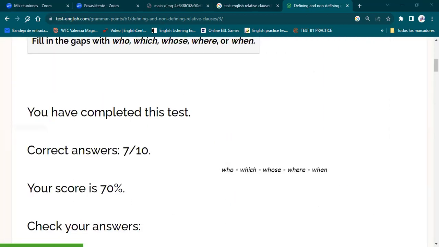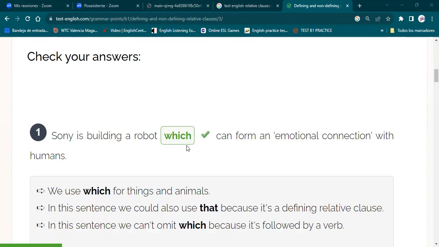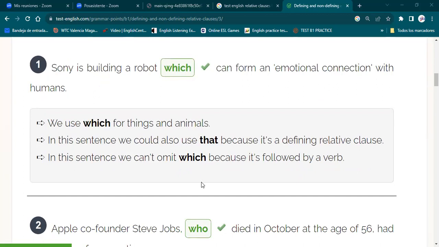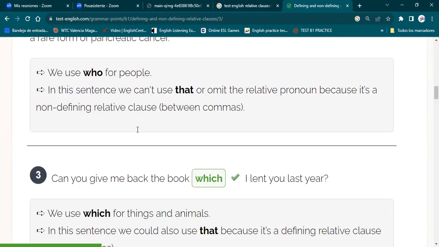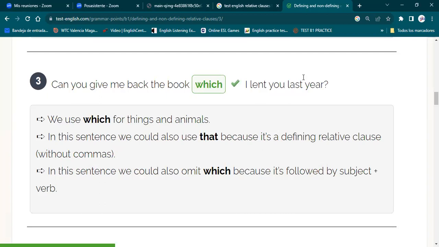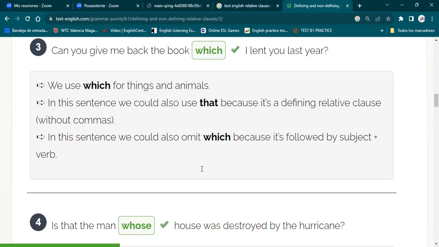Seven out of 10. Let's see why. Number one, which, because we use which for things and animals. In this sentence, we could also use that because it doesn't have commas. And we can't omit which because here comes a verb. Number two, who for people; in that sentence, we can't use that because it is non-defining. Okay, you can give me back the book which I lent you last year. Which for things and animals; we could also use that because it doesn't have any commas.